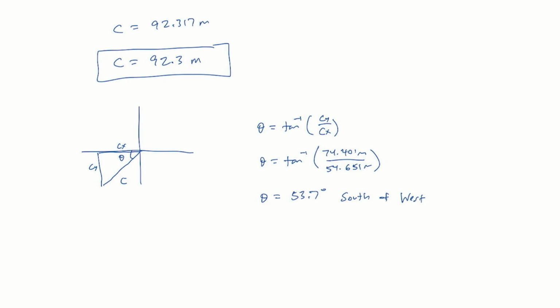So we head south and then we head west and then we drop down towards the south, and that carves out that angle theta. So 53.7 degrees south of west. If we want it with respect to east or positive x, all we have to do is add 180 degrees to it.